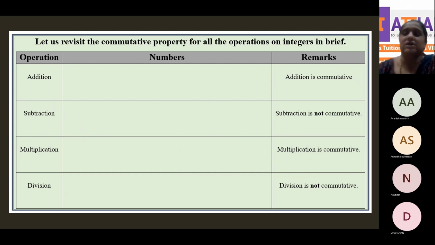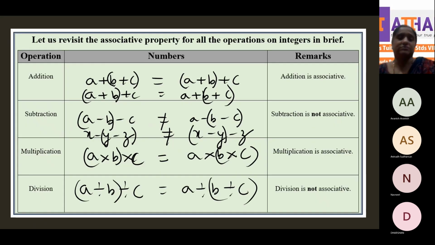Exactly like the commutative property. Commutative, you check on two numbers. Associative, on three numbers.